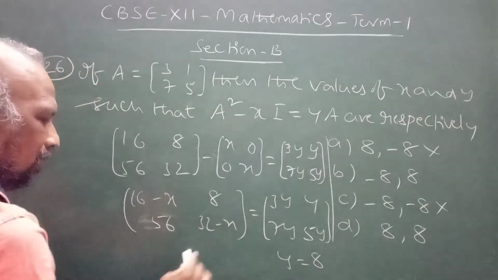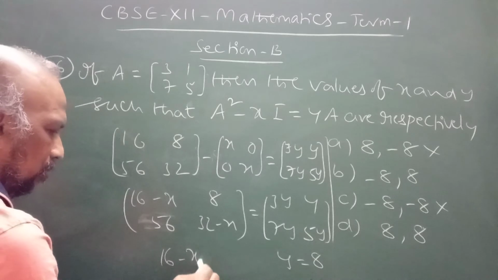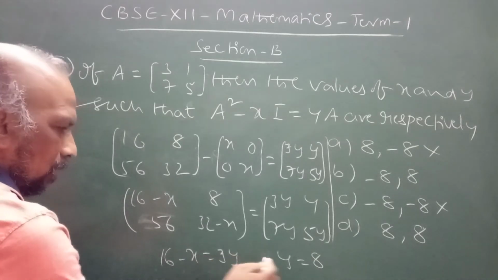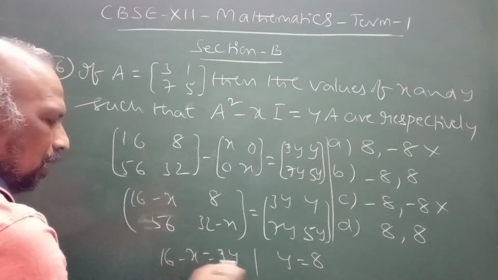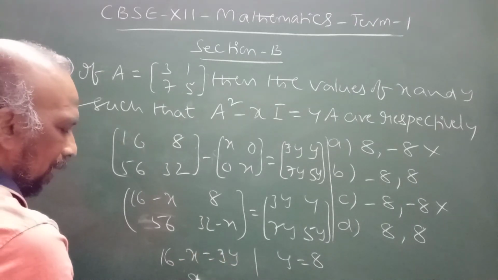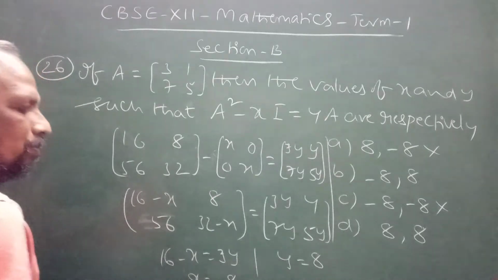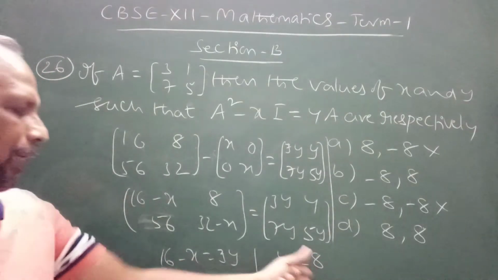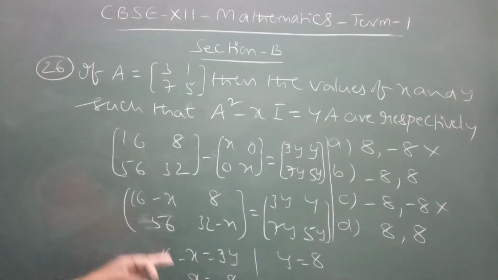Now, 16 minus x equals 3y. Substitute y equal to 8 in this. If you substitute y equal to 8, 3y is 24, and you will get x equal to minus 8. Substitute y equal to 8 here, right? Because I have taken 16 minus x equal to 3y, which is 24. 16 minus x is equal to 24, so you will get x equal to minus 8.